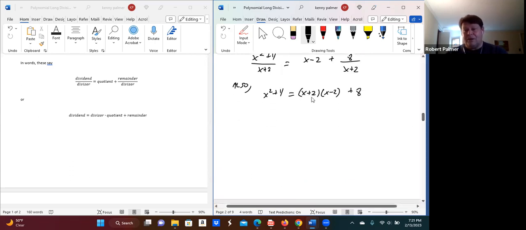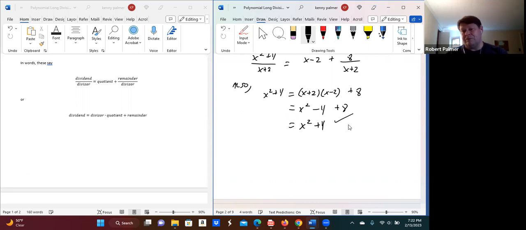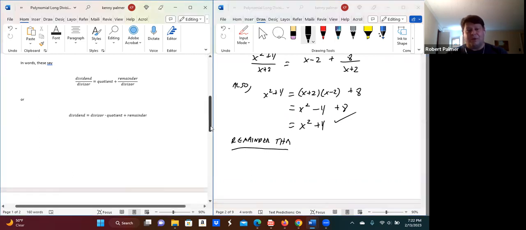Let's do that. So if I FOIL this out, and actually this is difference of squares, this will be x squared minus 4, difference of squares, plus 8. And that, of course, if I combine my like terms, is x squared plus 4. Okay? Now, let's take a look at the remainder theorem this time. This one is easier to understand. So let's go back to the remainder theorem.